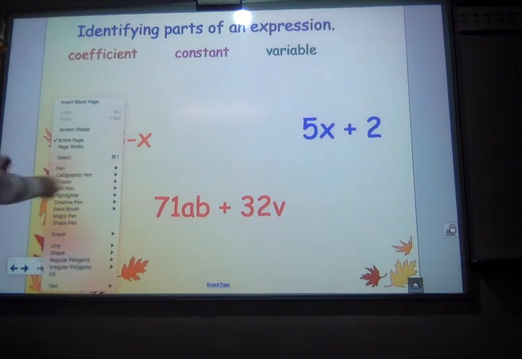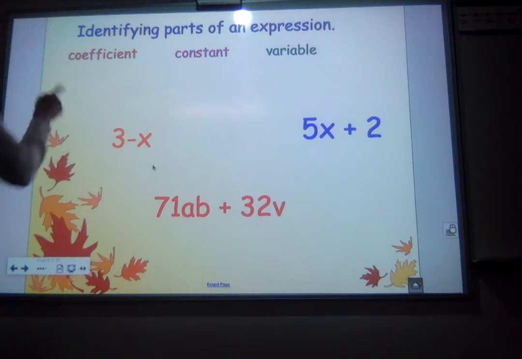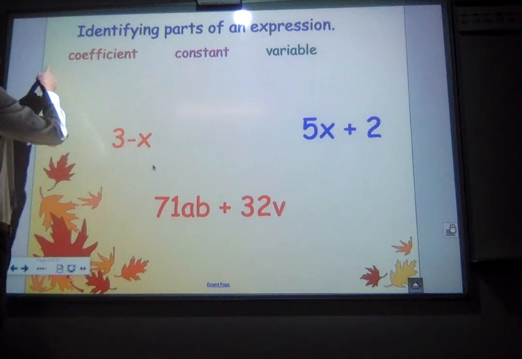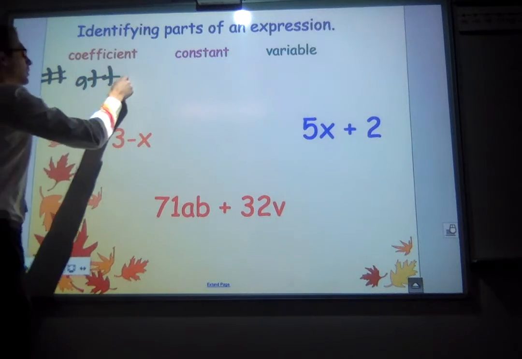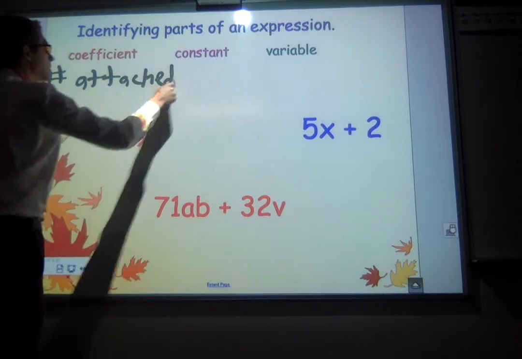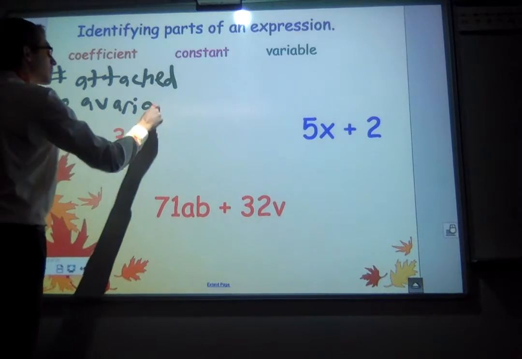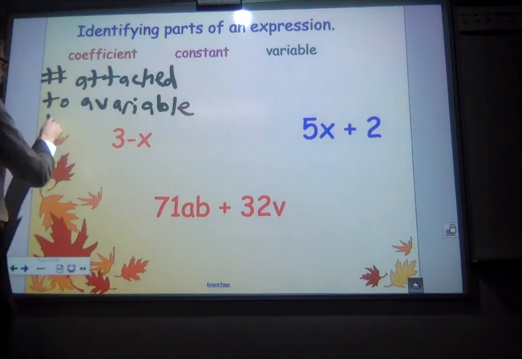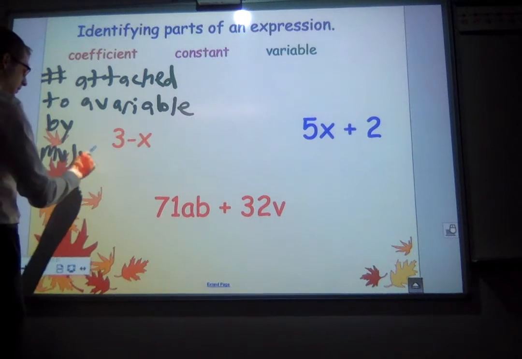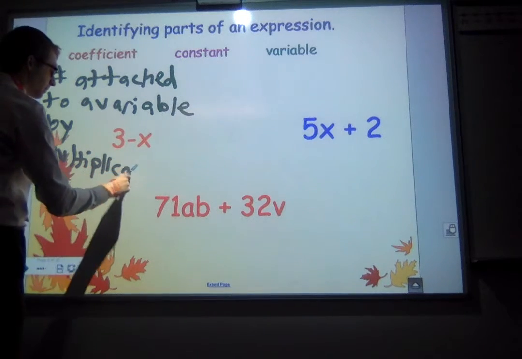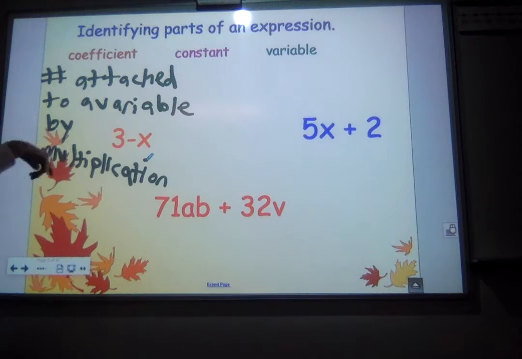In class today we had students share out the different parts of an expression, and here are some definitions that we agreed upon. Coefficient: we said that that's going to be the number attached to a variable by multiplication. I'm just going to write "by multiplication." All right, so that is our definition here for coefficient.